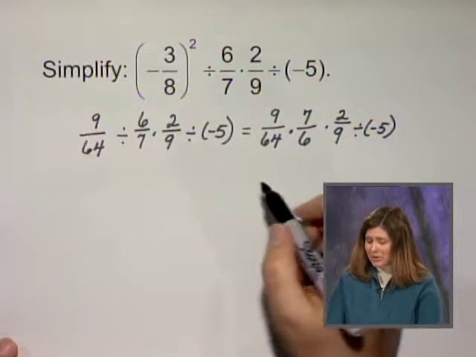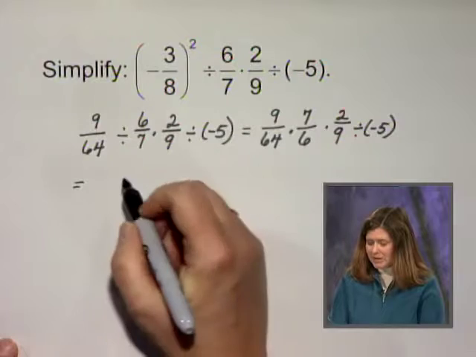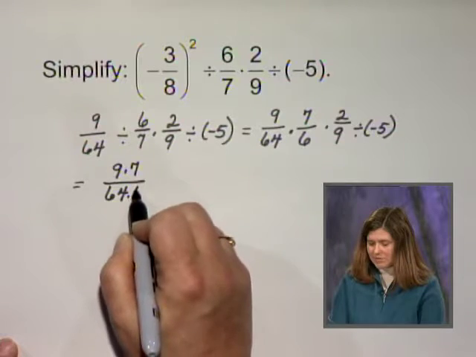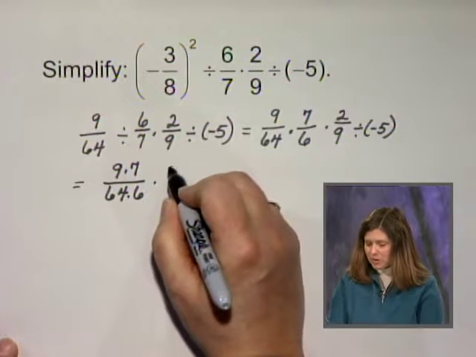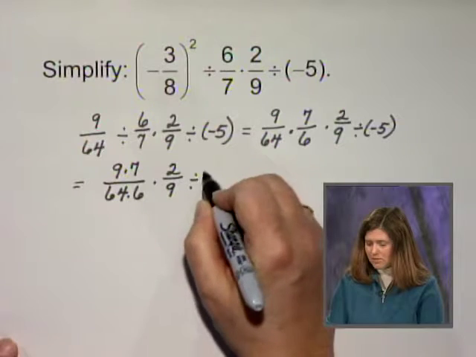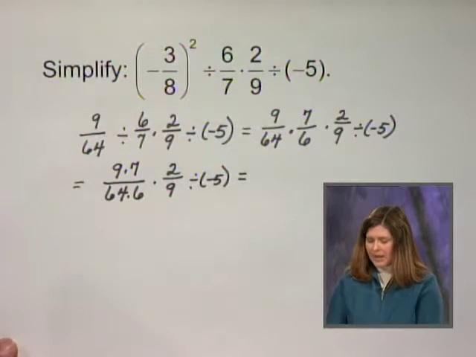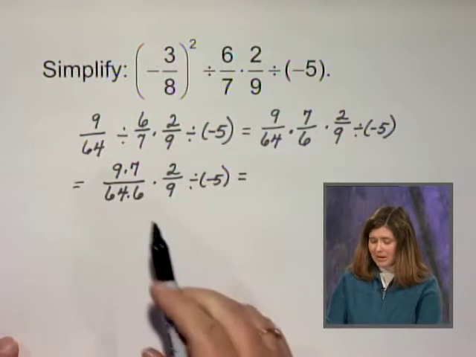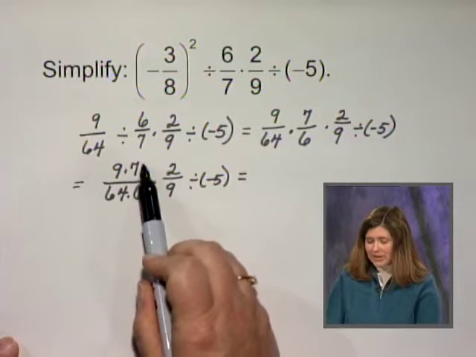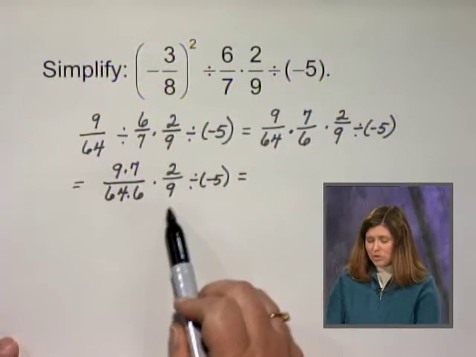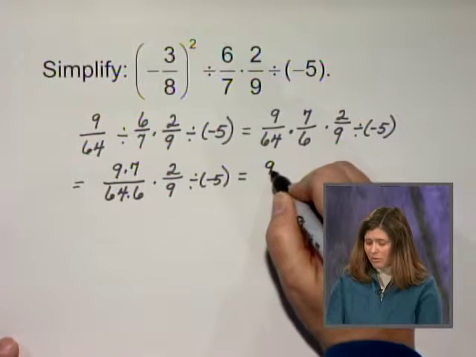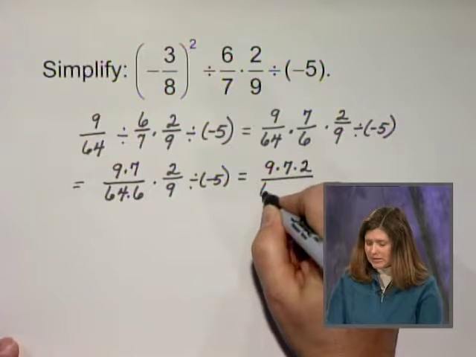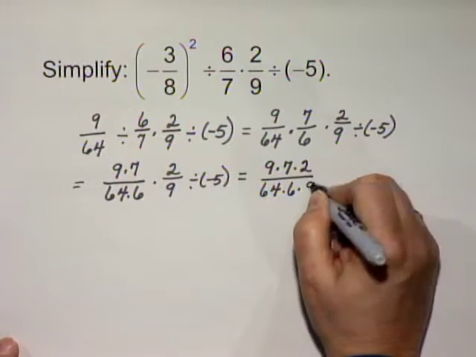This is now a multiplication, so I multiply 9 times 7 in the numerator, 64 times 6 in the denominator, and copy the rest of my expression. I'm not going to multiply these out in case later on I can simplify. I'll leave it factored. Now I carry out the next multiplication, and that is this first fraction times 2/9. I multiply the numerators. That'd be 9 times 7 times 2. I multiply the denominators. That's 64 times 6 times 9.